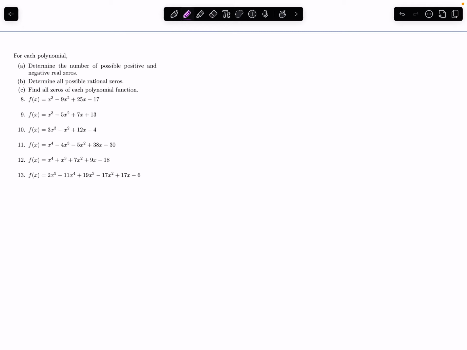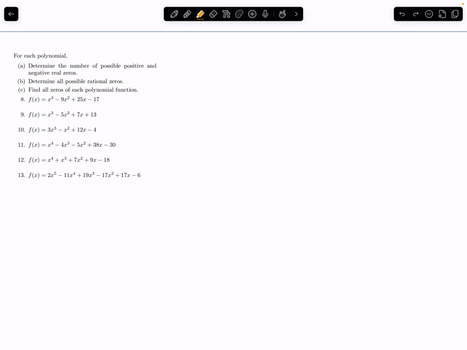Alright guys, here we go. This is the last video for 2.6, and to me this is actually the most important type of question to know how to do. It boils down to finding all zeros of a polynomial function. We've done something similar before, but along the way we're also going to check for the possible rational zeros and the number of positive and negative zeros that are possible.